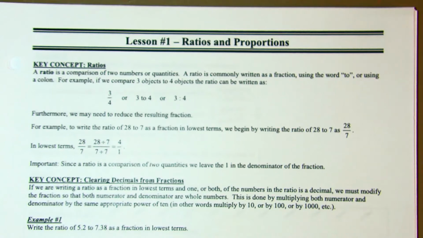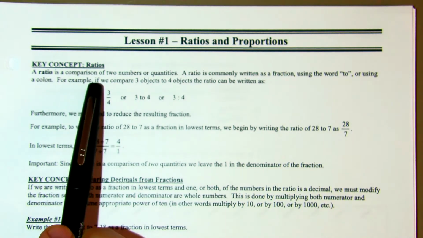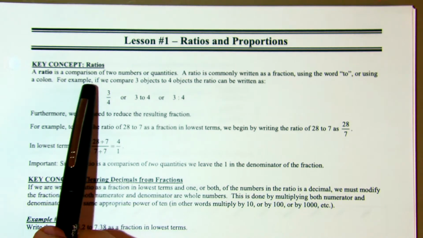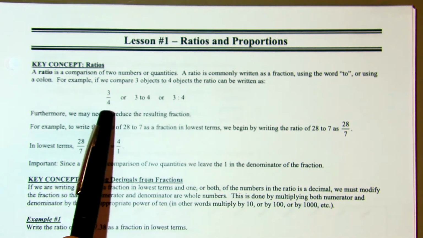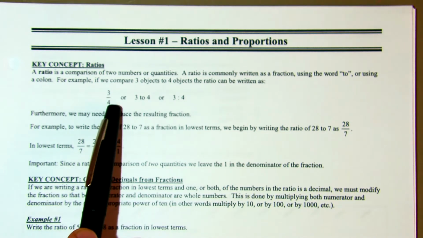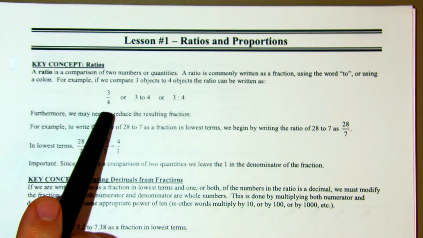Let's go ahead and go through what we have here. We're going to start out talking about ratios, and a ratio is a comparison of two numbers. One of the examples that's here is three to four. If we're comparing 3 of something to 4 of something, we often write it as a fraction.